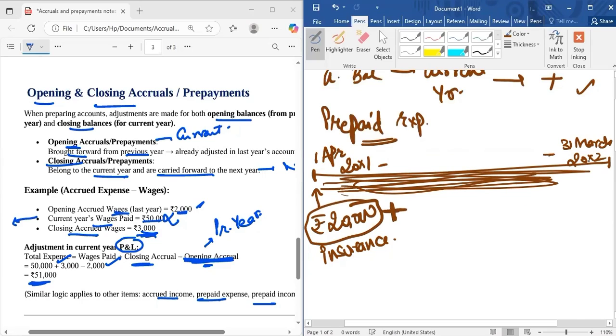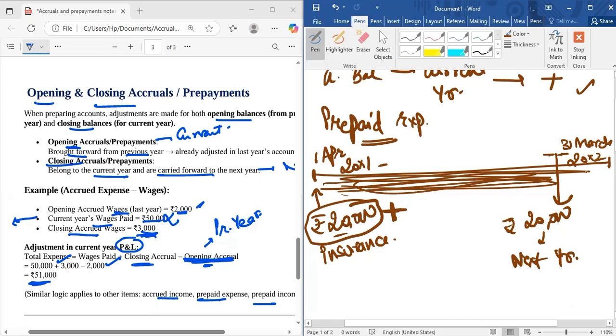So I will add this because this is related to my current year. But now suppose on 31 March 20x2, that is on the closing date, I again paid an amount of rupees 20,000. This is not at all related to my current year because I made this payment on the closing date, which means that it relates to my next year. It relates to future periods. And in the current year, we will only make those adjustments which are related to the current year. This 20,000 opening balance was related to this year, so that's why I will add it.